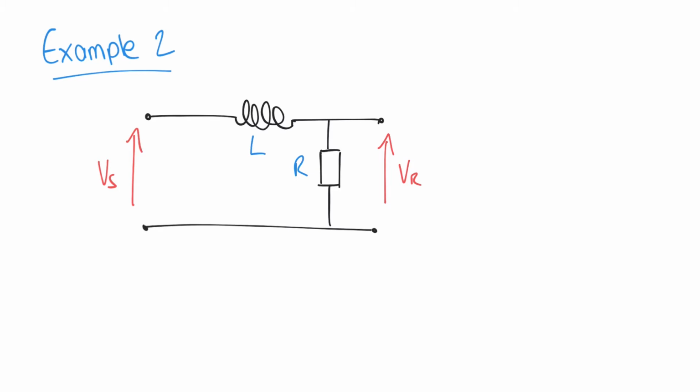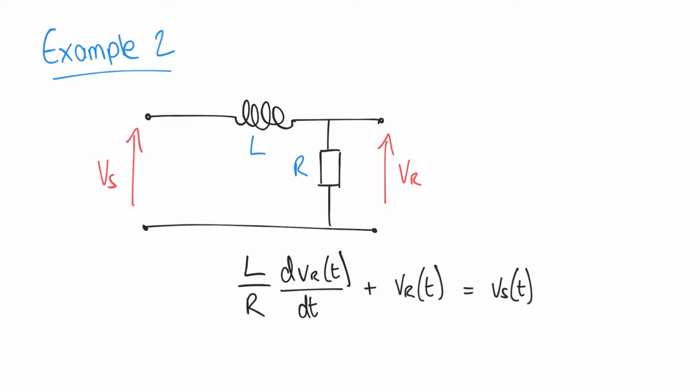So our second example of a system or circuit is this RL circuit. So very similar to the first example, except rather than an RC circuit, it's now an RL circuit. And again, we have our supply voltage here, and the output voltage is measured now across the resistor. And we previously derived this equation in another video, which you may want to revisit, but this is the equation that we derived for this circuit. We've got L over R multiplied by the derivative of VR with respect to t plus VR of t is equal to Vs of t.